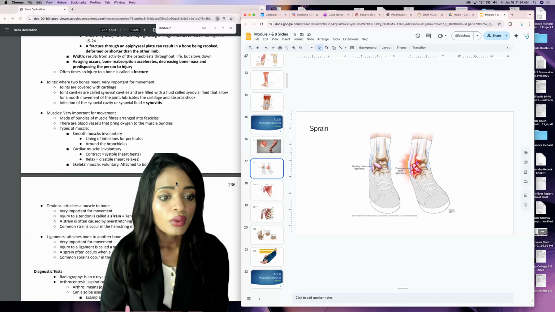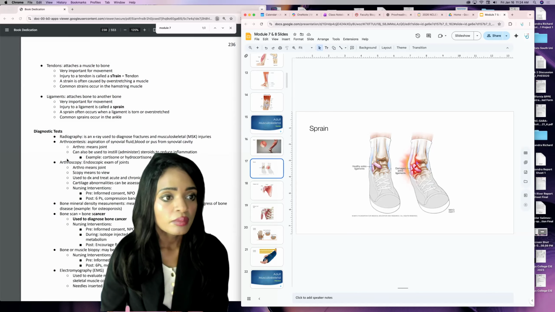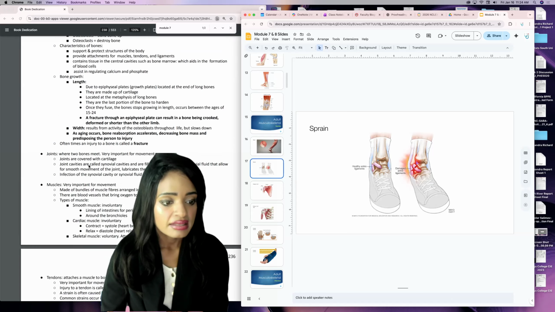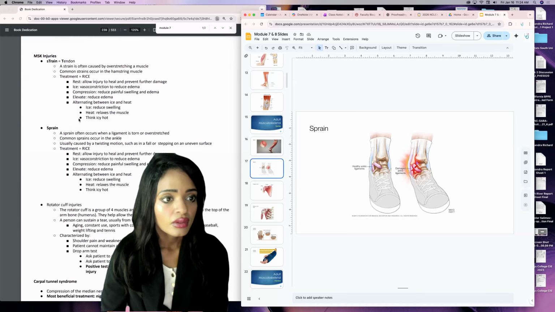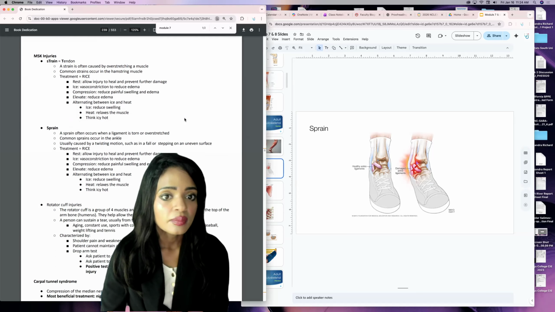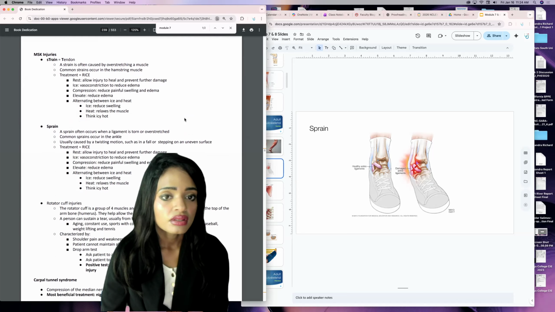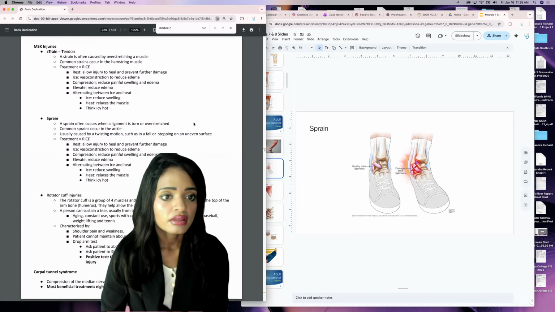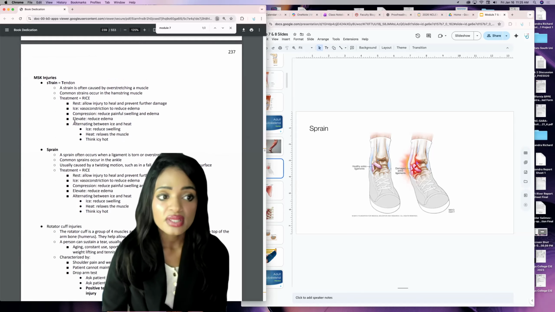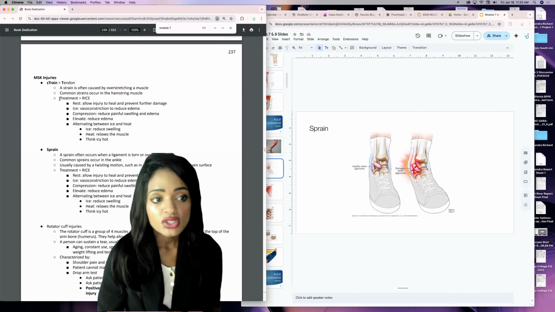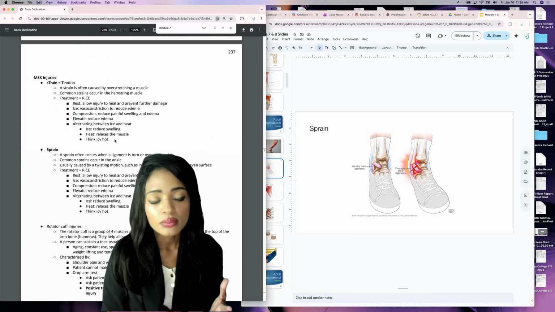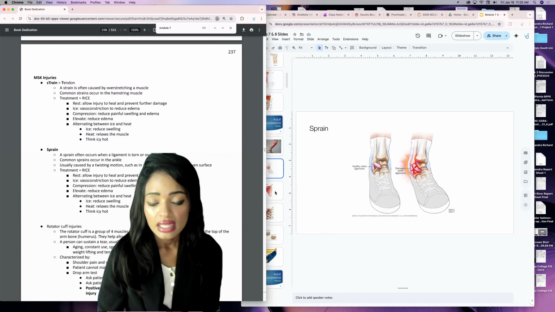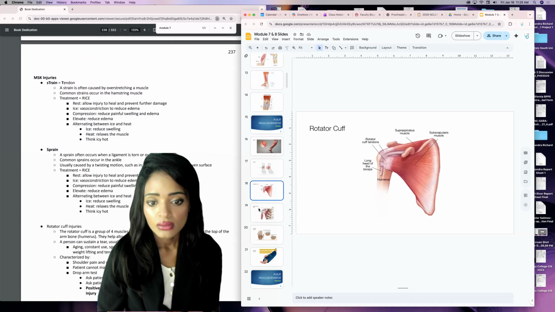And so for both of these, we learned about RICE, okay? And so that's on page 237 of your study guide. So make sure you know RICE. RICE is rest, ice, compression, and elevation. So that's going to help decrease swelling and pain, okay?